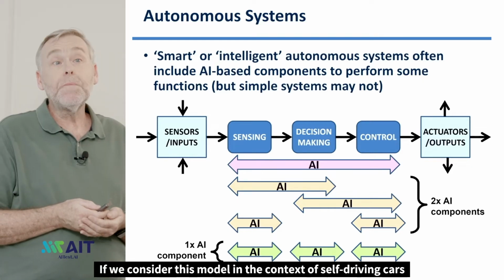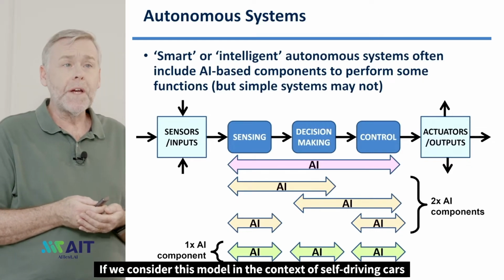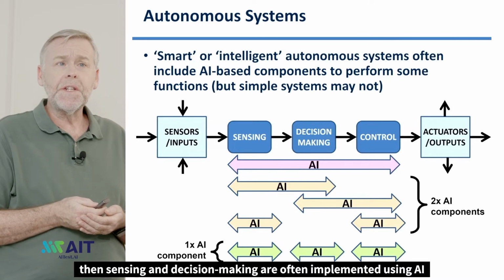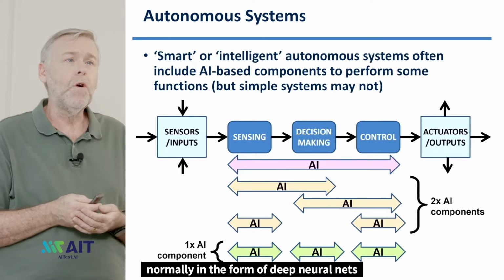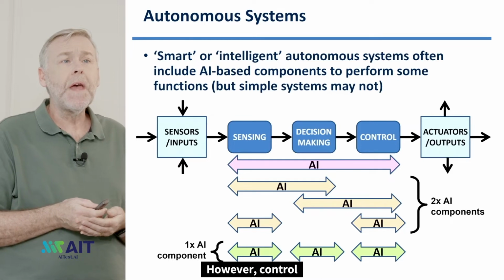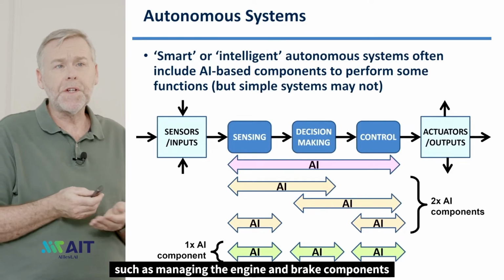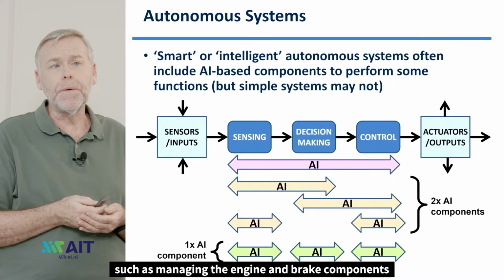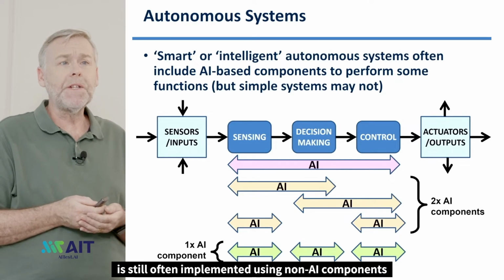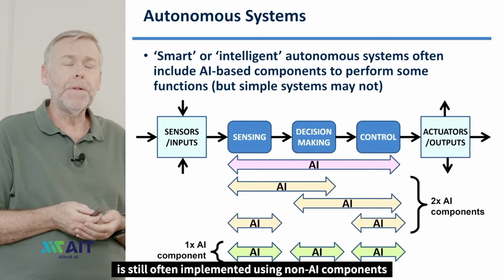If we consider this model in the context of self-driving cars, then sensing and decision-making are often implemented using AI, normally in the form of deep neural nets. However, control, such as managing the engine and brake components, is still often implemented using non-AI components.